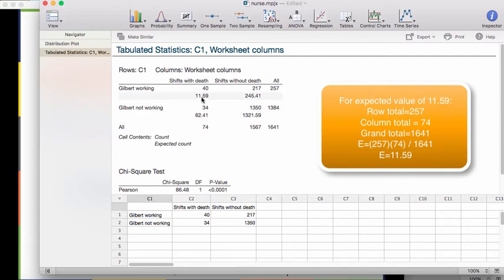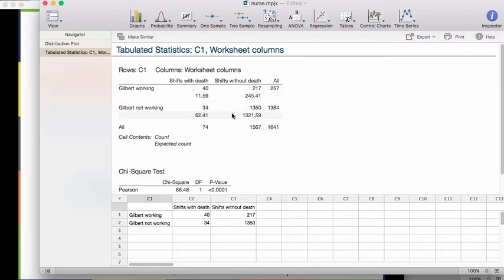A similar process could be used for any of the other expected values. It's really the row total times the column total, and you take that product and divide it by the total of all frequencies. That's how you determine any of these expected values. Okay, let's see what else we can learn from this.